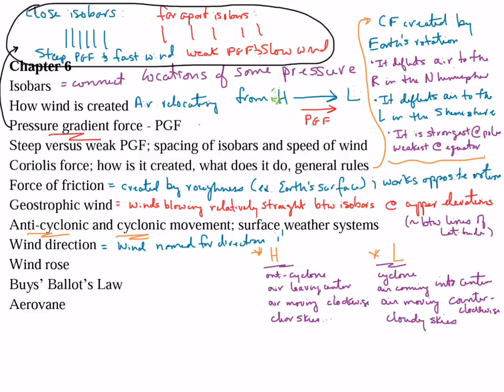And then wind direction, usually we describe the wind by the direction it's blowing from. So westerly wind is coming from the west, and north wind is coming from the north. South wind is coming from the south.